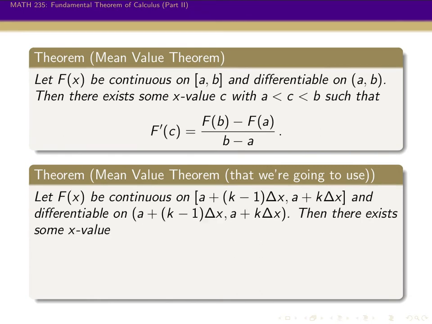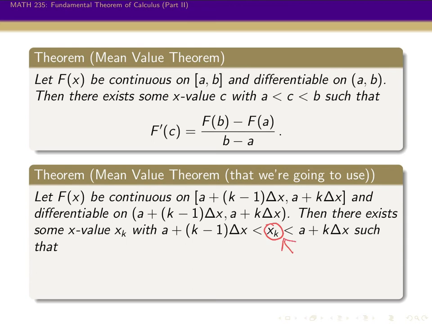And so then it's also going to be differentiable in between, and this works for our big F because it's differentiable on the whole interval from a to b. And so then it says there exists some x value. Well, now it's not between a and b, it's actually specifically between these two x values. So we're going to call that x value x sub k, and it's going to lie in between these two endpoints of each subinterval. So this means that we can take some value x sub k, and this is in the kth subinterval.